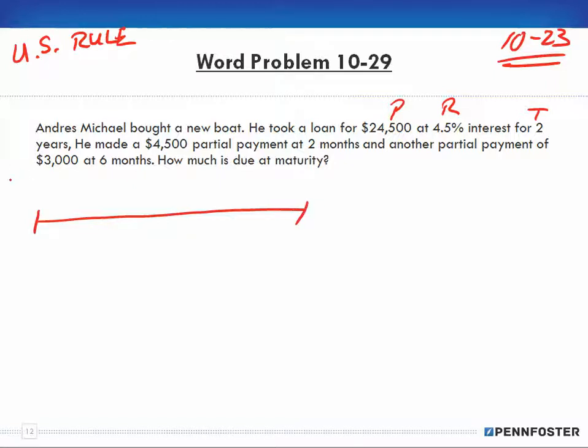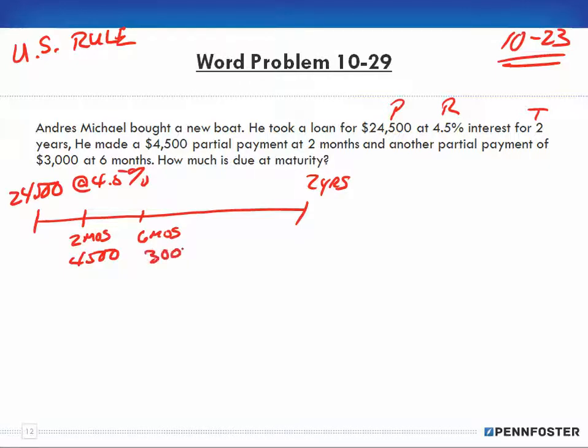Okay, so I'm going to start out here, and I'm going to draw myself a timeline. He takes a loan here for a principal of 24,500, and the interest rate is 4.5%. This is for 2 years. He makes a partial payment at 2 months of $4,500, and then another partial payment at 6 months for $3,000. And we want to know how much is due at maturity.